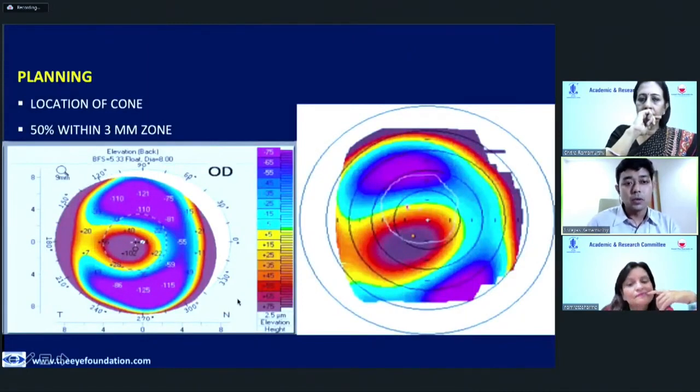Next comes the location of the cone. We look at the posterior float and see if 50% of the cone is within the 3 mm zone, then we call it a centered cone.